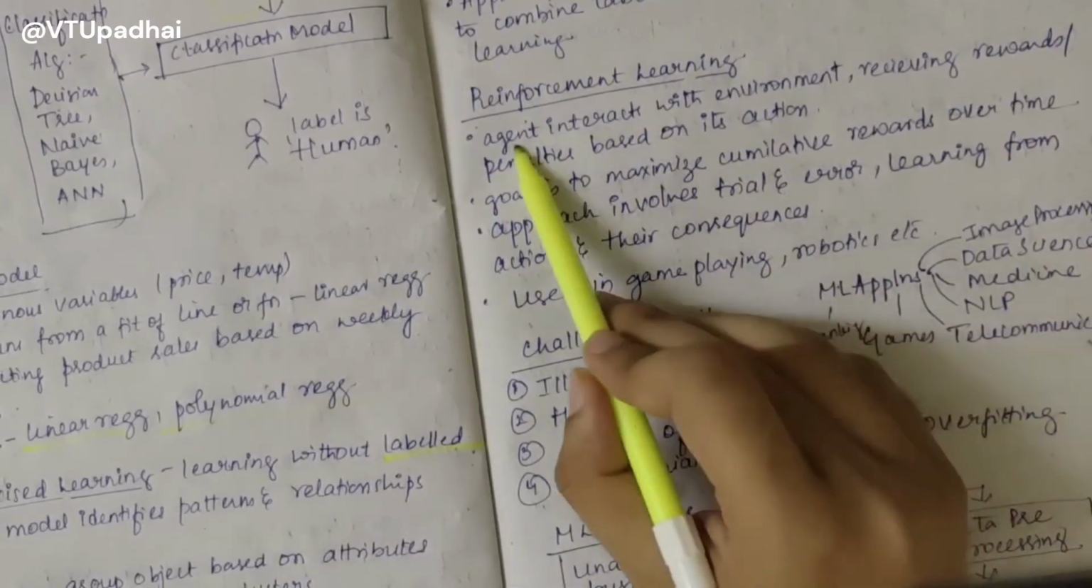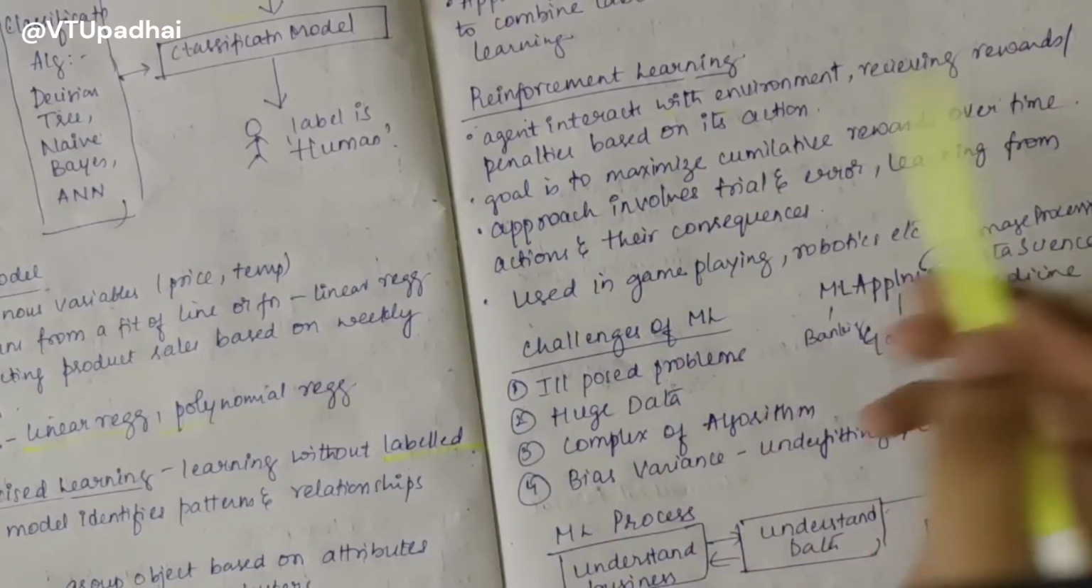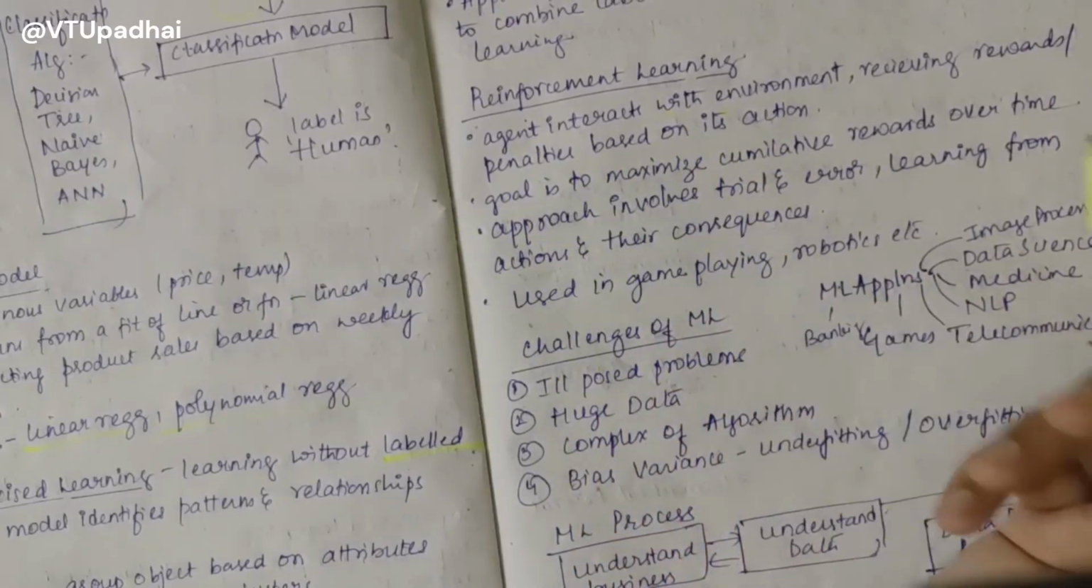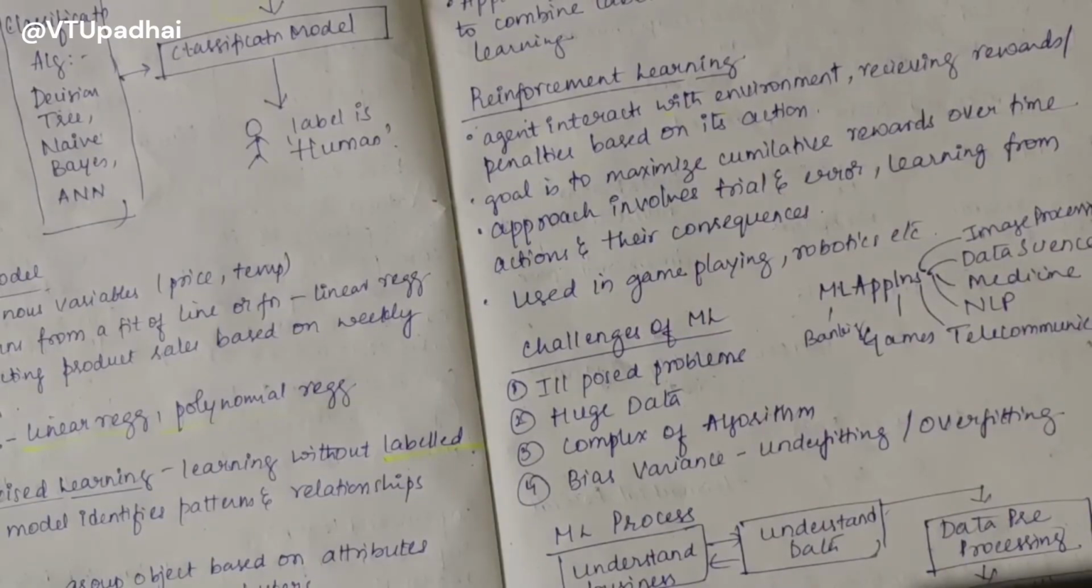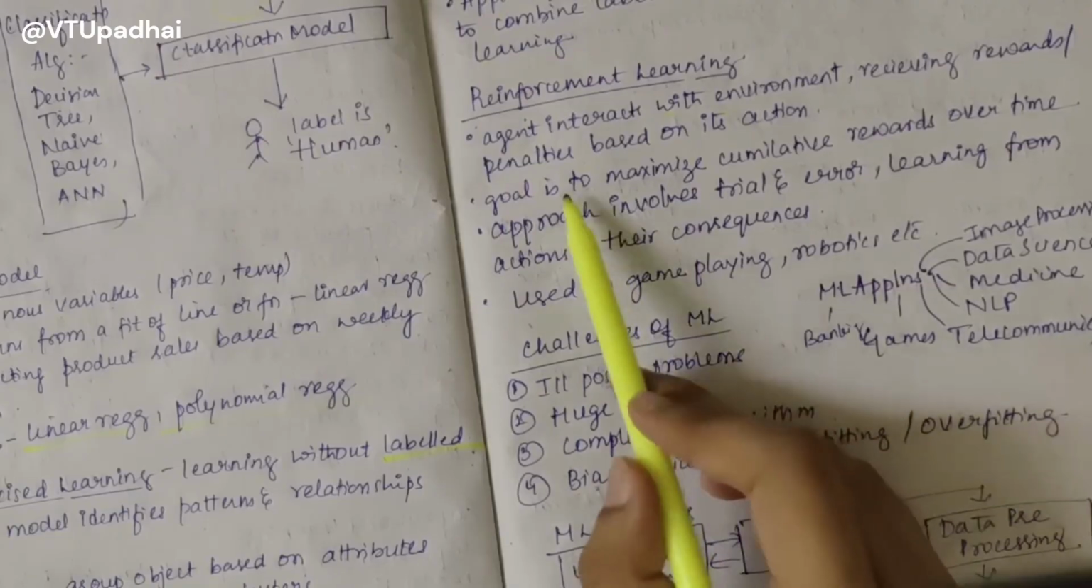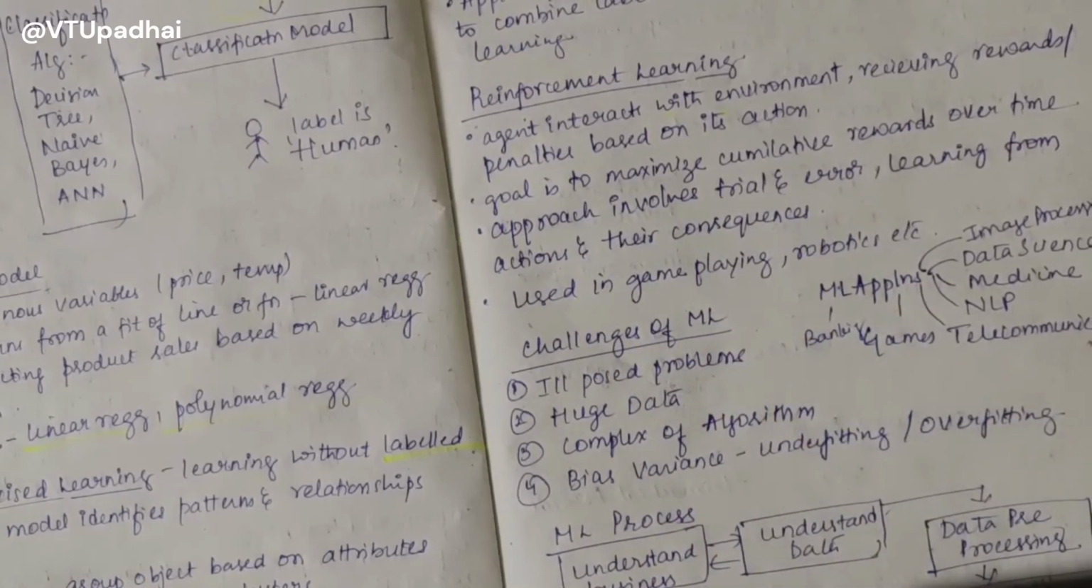Then we have reinforcement learning, where the agent interacts with the environment, receiving rewards and penalties based on its actions. Each and every time the agent generates an action, a reward would be given to it. So the goal is to maximize the cumulative rewards over time.